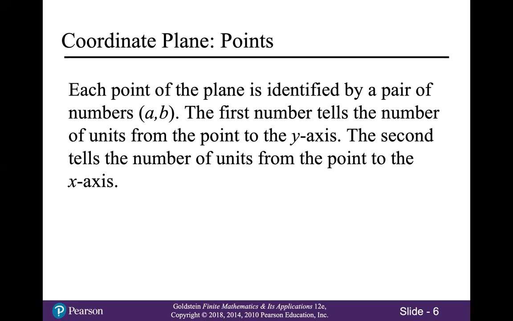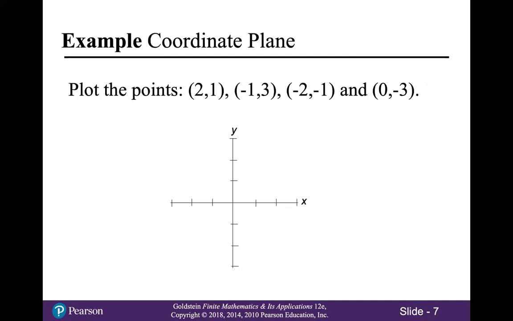Another way that I say this is you start at the origin. The first number tells you how far to move right or left. The second number tells you how far to move up or down. All right. So for example, if we want to plot the points 2, 1, -1, 3, -2, -1, and 0, -3, that would go like this. So 2, 1 tells you go 2 to the right and 1 up. A positive x means to the right, a positive y means up.